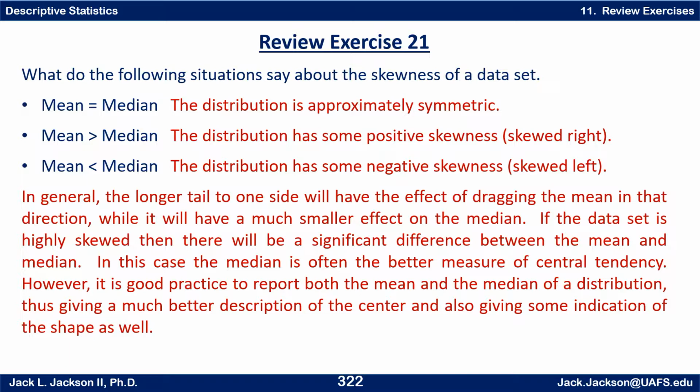So in general, the longer tail to one side will have the effect of dragging the mean in that direction, while it will have a much smaller effect, or maybe even no effect on the median. So if the data set is highly skewed, then there will be a significant difference between the mean and median. In this case, the median is often the better measure of central tendency. However, it is good practice to report both the mean and the median of a distribution, thus giving a better description of the center and also giving some indication of the shape as well, as we see from this exercise.